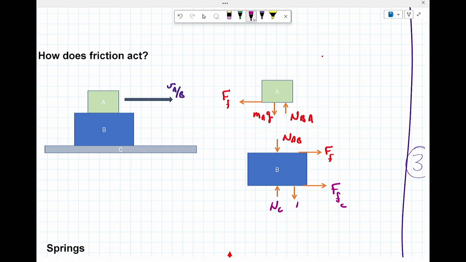Normal from the floor, MBG. What you're asked to do a lot in this course is do free body diagrams. And so this is a nice one. It's a simple one in terms of the geometry. You'll have much more complex ones. But just breaking it up and solving everything becomes possible once you do this a couple times.